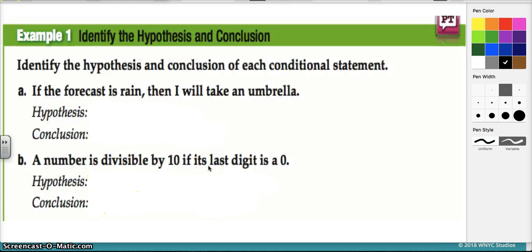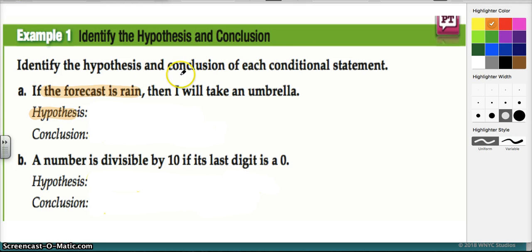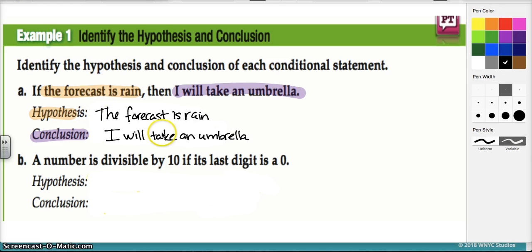So here we are in example 1. We're going to identify the hypothesis and the conclusion in these conditional statements. So let's take a look. If the forecast is rain, then I will take an umbrella. We talked about this earlier. We know that the hypothesis usually comes right after the word if, and then the conclusion is going to be followed after the word then. I will take an umbrella, and then you would just write that beside each. So the hypothesis is the forecast is rain, and the conclusion is I will take an umbrella.